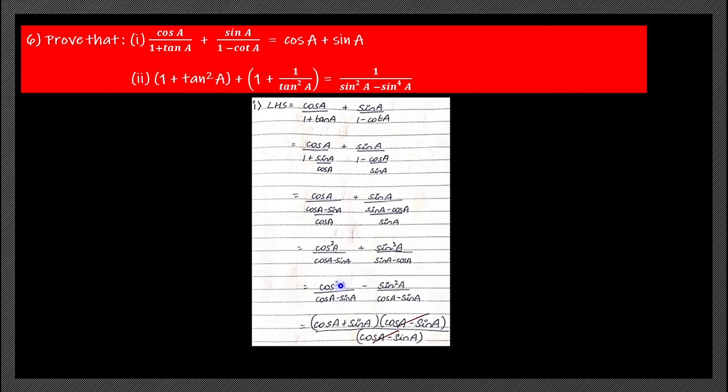Here cos square A minus sin square A can also be written as cos A plus sin A into cos A minus sin A. Why is it so? As per the algebraic identity, we are all aware that A square minus B square equals A plus B into A minus B. Using that, we have written it. And like terms get cancelled using the basic knowledge of mathematics. Henceforth, we have got cos A plus sin A, which is required at RHS.